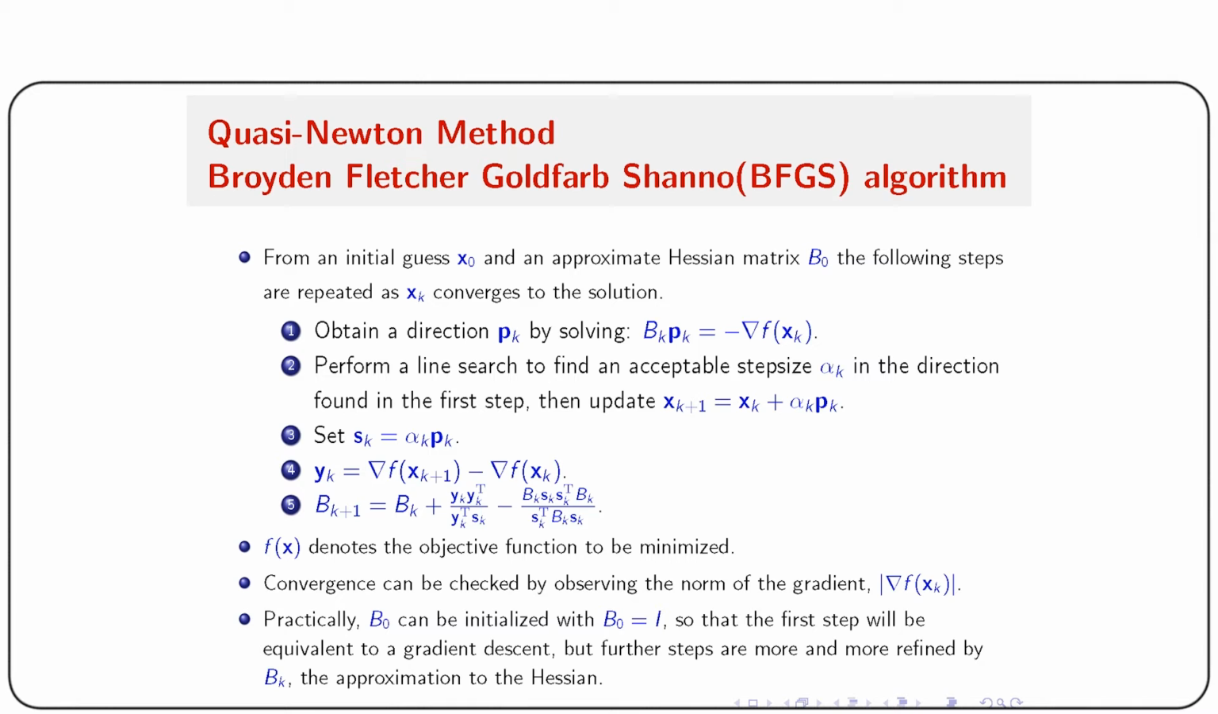Set sk equals alpha k pk, then yk equals gradient f(xk plus 1) minus gradient f(xk), and Bk plus 1 equals Bk plus yk yk prime divided by yk prime sk, minus Bk sk sk prime Bk divided by sk prime Bk sk, and f(x) denotes the objective function to be minimized. The convergence can be checked by observing the norm of the gradient, that is the modulus of gradient f(xk). Particularly, B naught can be initialized with B naught equals I, so that the first step will be equivalent to gradient descent, but further steps are more and more refined by Bk, the approximation to the Hessian.